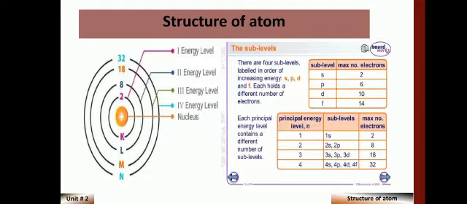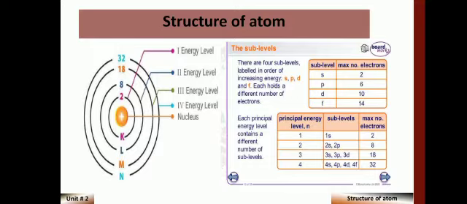Now the sub-energy levels. There are 4 sub-levels labeled in order of increasing energy: S, P, D and F. Each holds a different number of electrons, as in a table. You can see here the sub-level S contains a maximum of 2 electrons. P contains 6, D contains 10 and F equals 14.